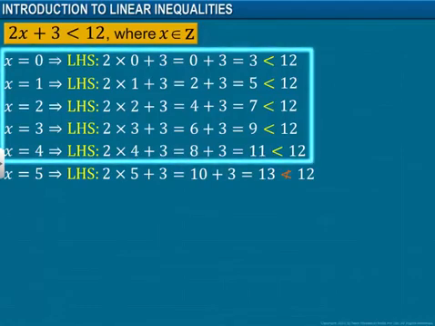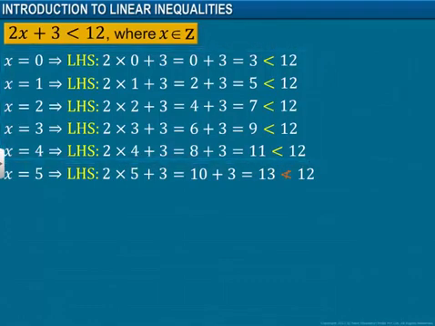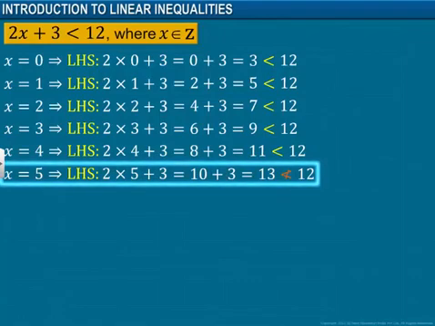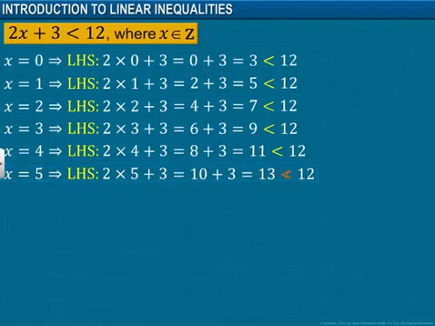In the inequality, when we substituted the values of x from 0 through 4, we got the value on the left-hand side less than the value on the right-hand side. For all these values of x, the statement of inequality holds true. When 5 is substituted in place of x, we get the value of the left-hand side as 13, which is greater than the value on the right-hand side, which is 12. We can say that the statement does not hold true for x equal to 5. Further, we can observe that the statement holds true even for the values of x less than 0.